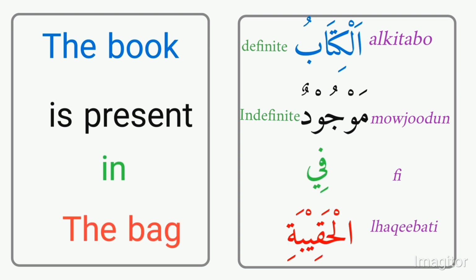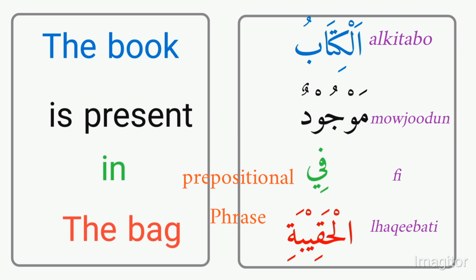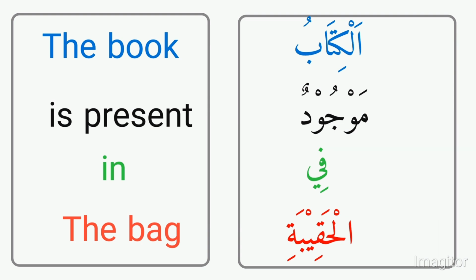الكتاب موجود في الحقيبة. Here, fil hakibati, which means in the bag, is the prepositional phrase and the part of the predicate. Dear learners, a prepositional phrase takes a short vowel at the ending letter.